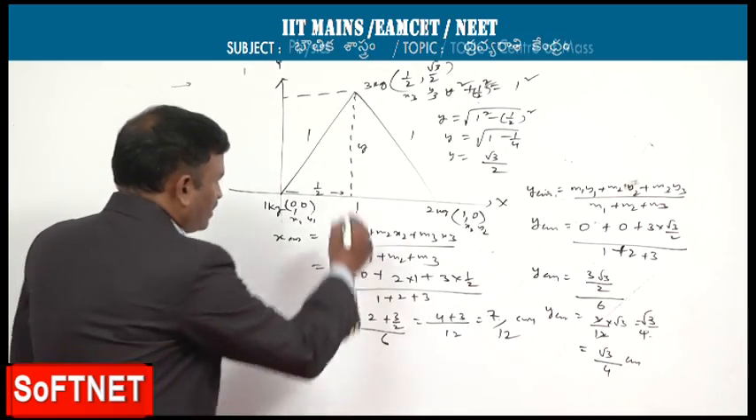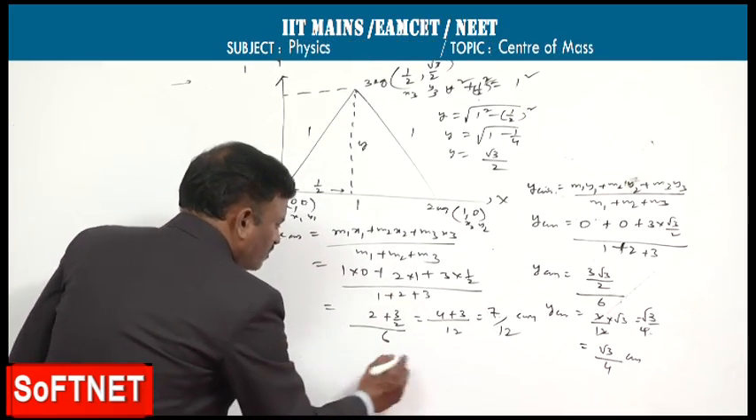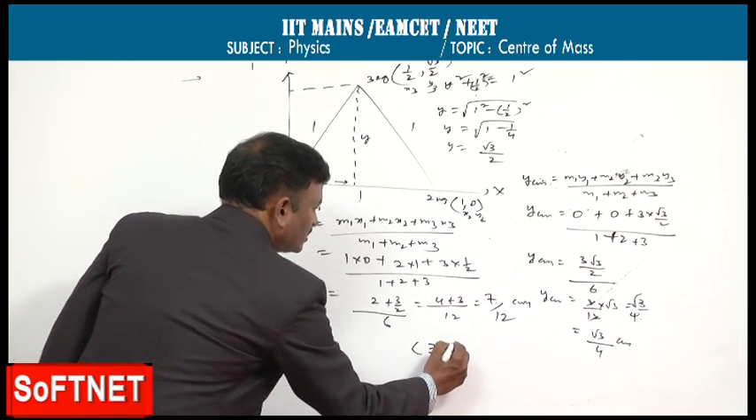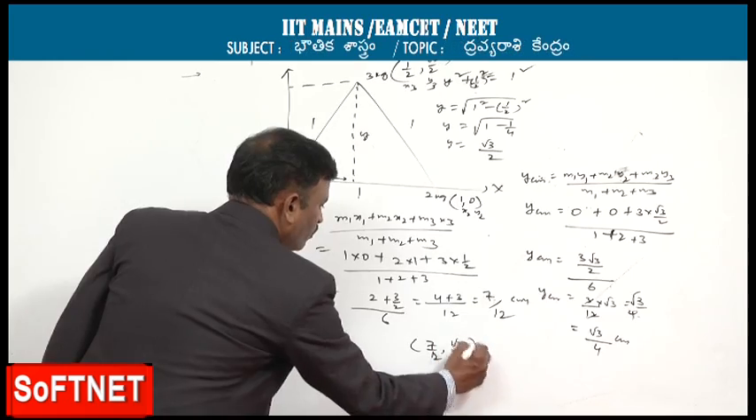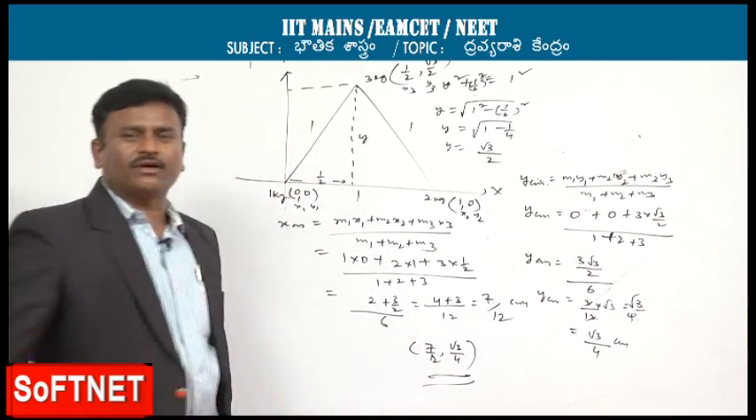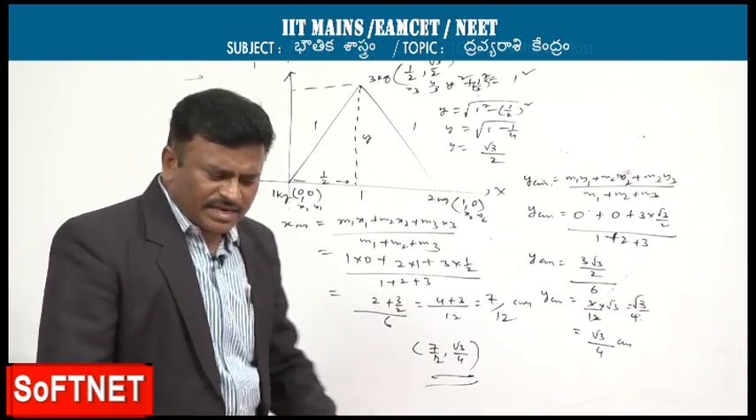XCM, finally the position of the center of mass of the coordinate system: XCM is 7 by 12, YCM is root 3 by 4. That is the position of the center of mass. Next let us see.